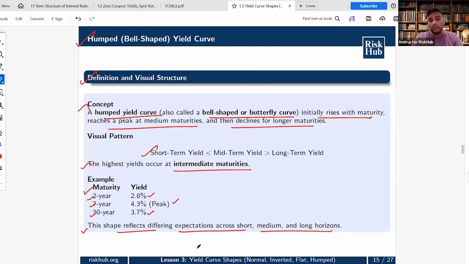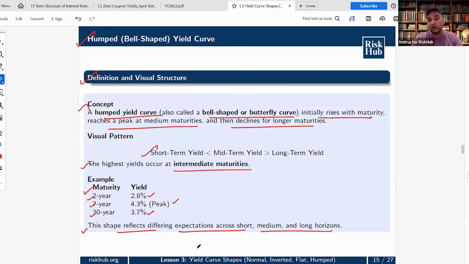The two inequalities together locate a maximum somewhere in the middle of the curve. Neither inequality alone identifies a hump. One clarification I'll add is that the chain inequality as written is not a good notation. It should be split into two statements: mid-term yield exceeds short-term yield, and mid-term yield exceeds long-term yield. Written as a chain, it can be misread as short-term being compared with long-term, which the hump condition does not constrain.